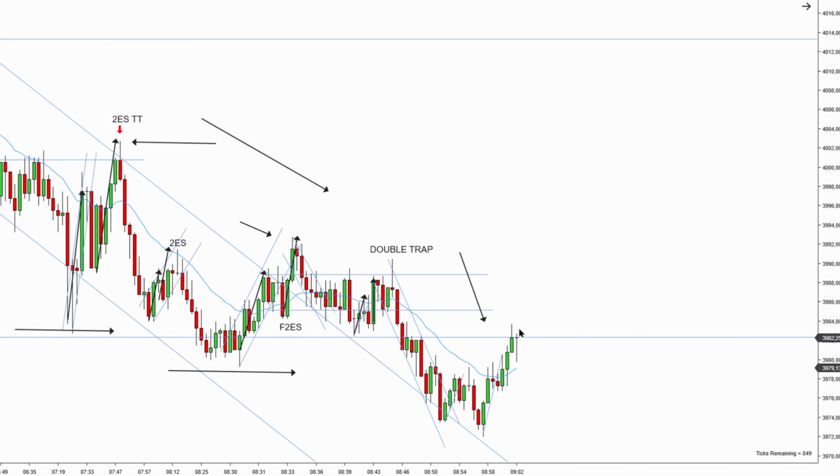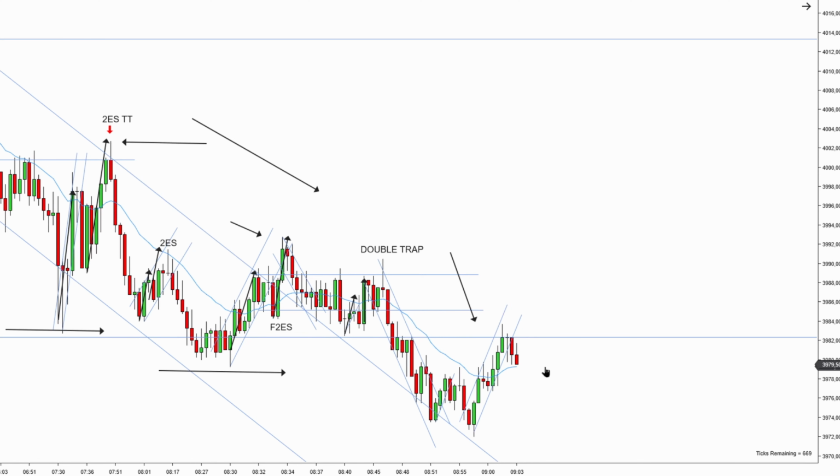didn't really form. You had the failed second entry short here, but it's too far away from the EMA, and already it looks like the move up already formed. So I don't really want to go long. It doesn't have a trigger anyway.